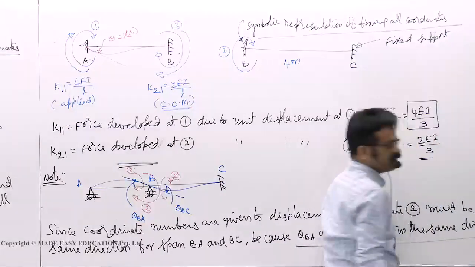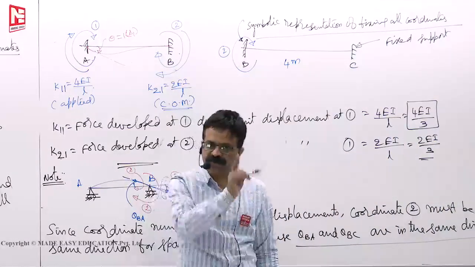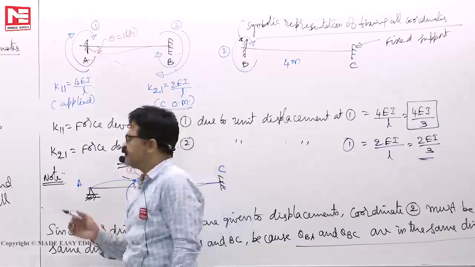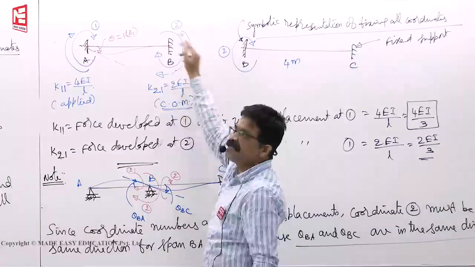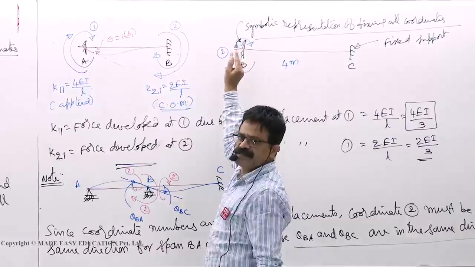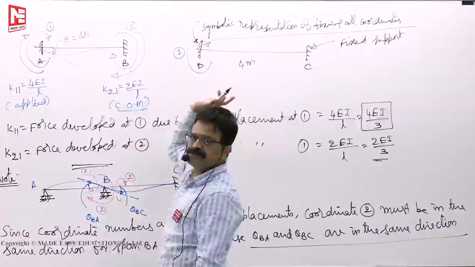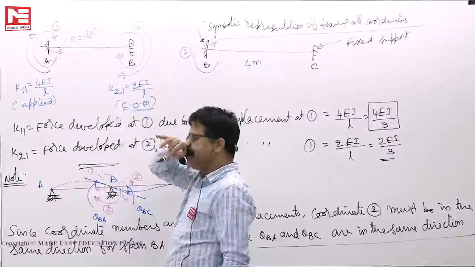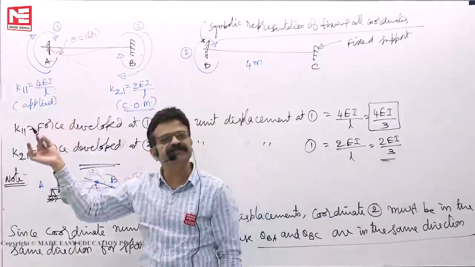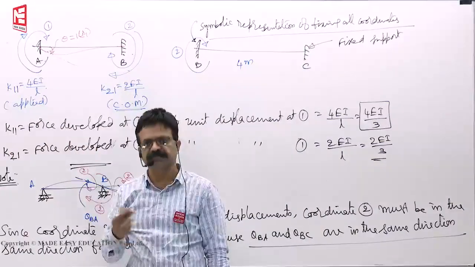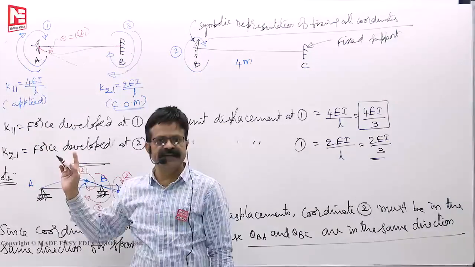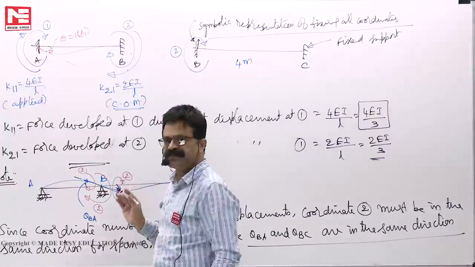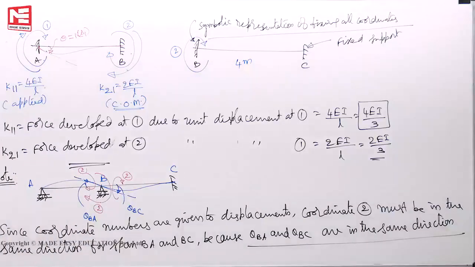Because theta BA and theta BC are in the same direction, coordinate 2 must be in the same direction. That same direction is clockwise or anti-clockwise. If you put anti-clockwise here, here also anti-clockwise. If you put clockwise, here also it should be clockwise. That's why they have to give us which direction we have to take the coordinate number. So they'll give you whether to take clockwise or anti-clockwise. Then accordingly we have to fix it. We have to solve it.